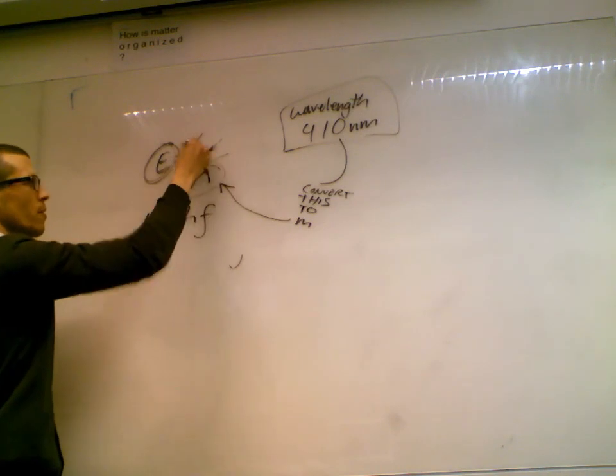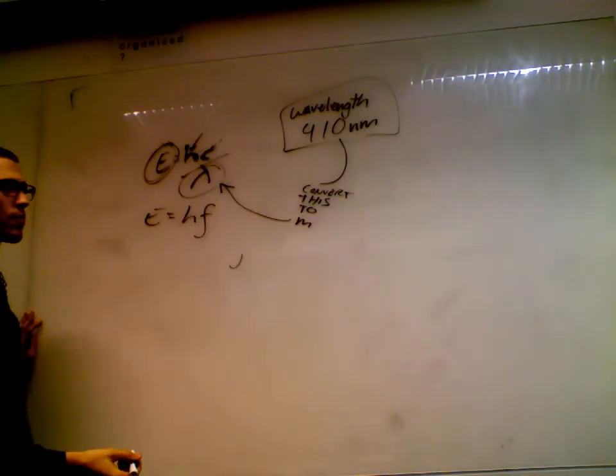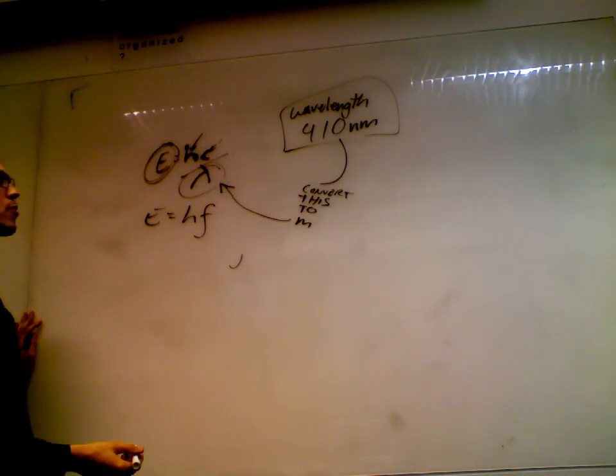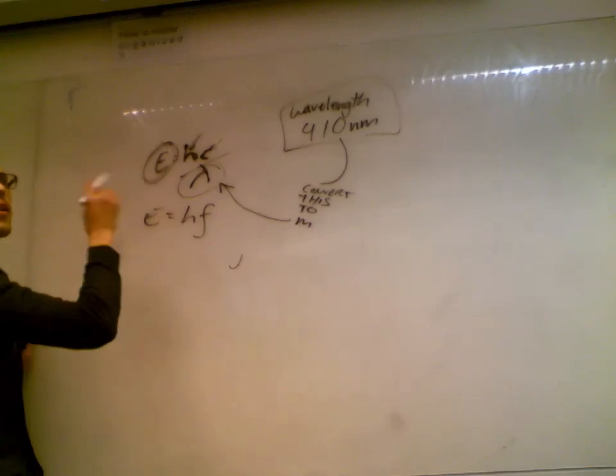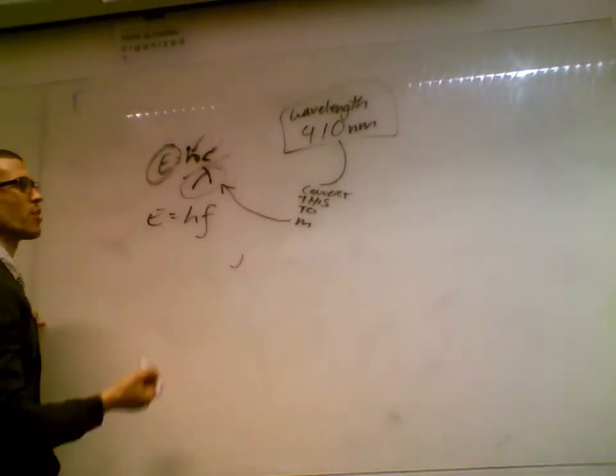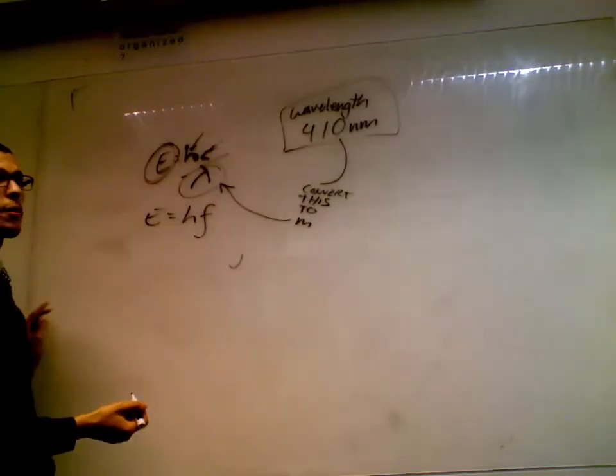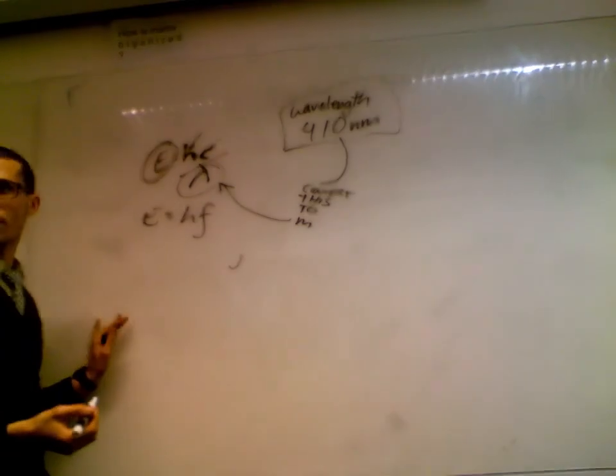Can you put it in terms of hc over the number of meters equals energy, or do you actually calculate it? You put that in your calculator, and then you find out what the energy is. It has to be meters because that's what these constants are set for.